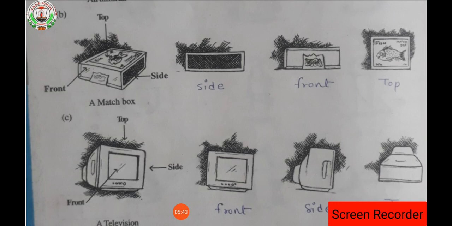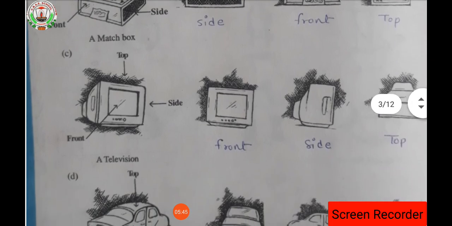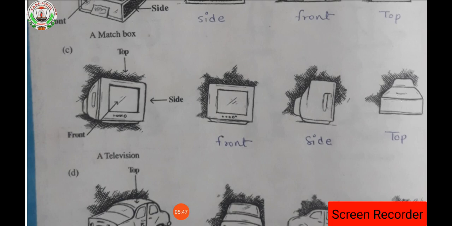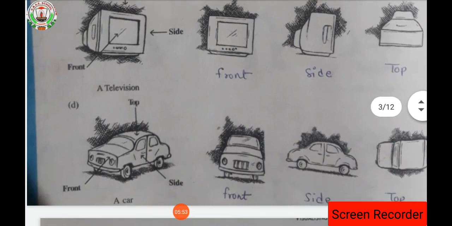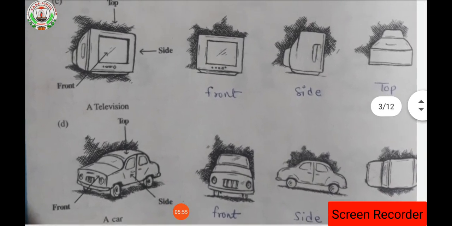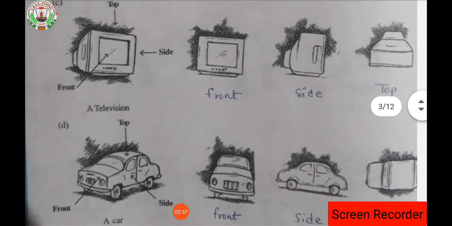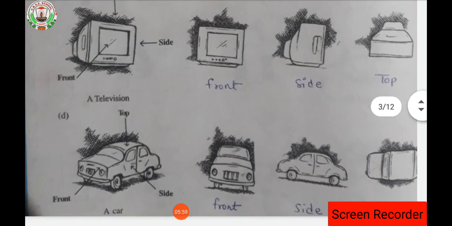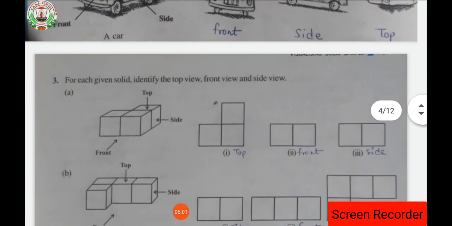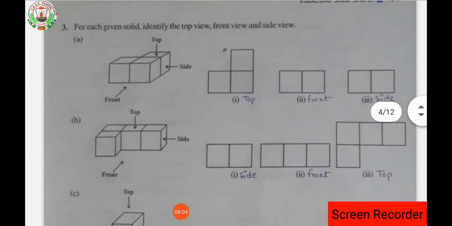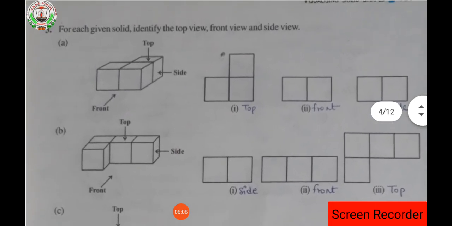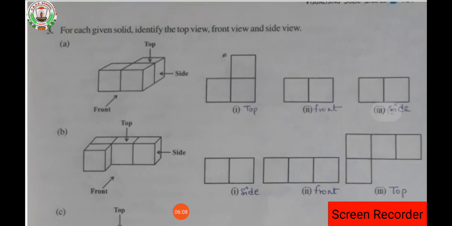Then the next one is a TV, that means television, isn't it? Here also the first one is a front image, second one is a side image, and the third one is a top image. Then the D one is a car, its front image is first, side, and then third one is a top image. Okay, try to write all those answers in your book itself, no need of using the copy. Only you have to write this chapter, the last exercise in your copy.